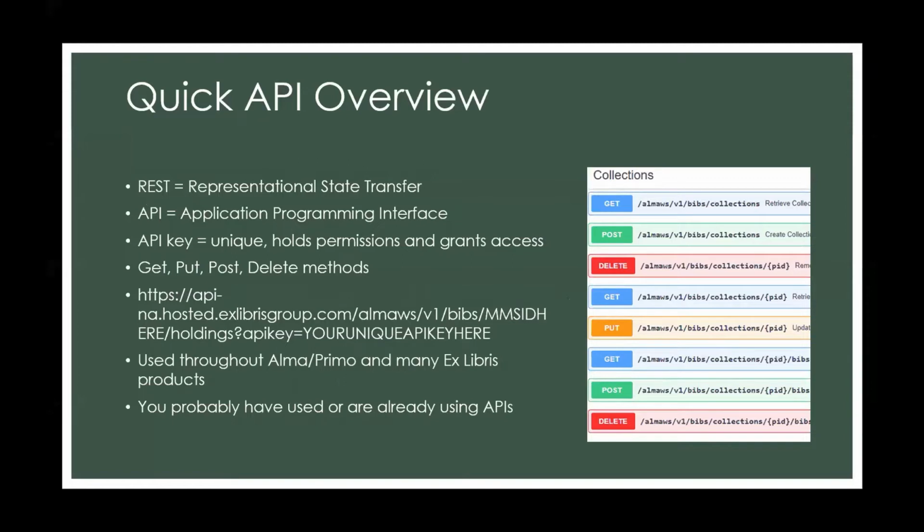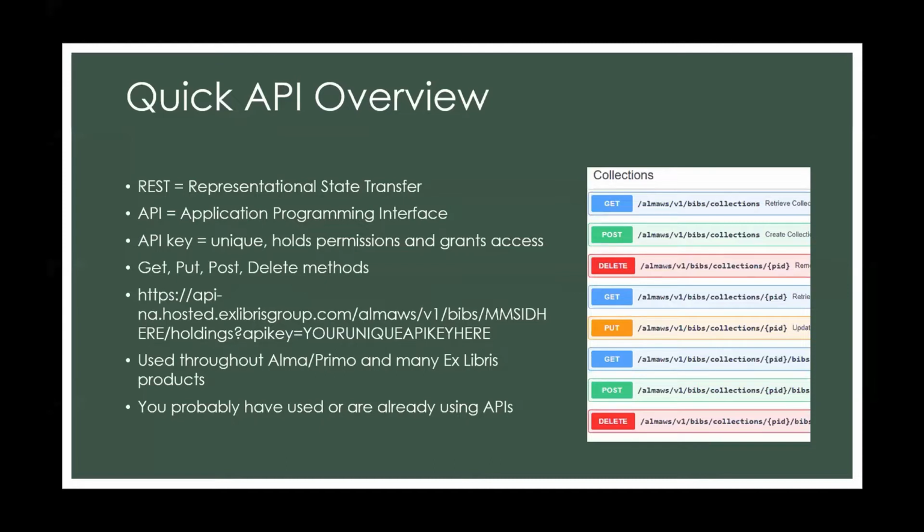REST stands for Representational State Transfer, and it's really referring to the style or the architecture. And then API stands for Application Programming Interface, and it is the communication between 2 points. So when you are using APIs, you will need to have an API key, and you get these through Ex Libris's Developers Network.